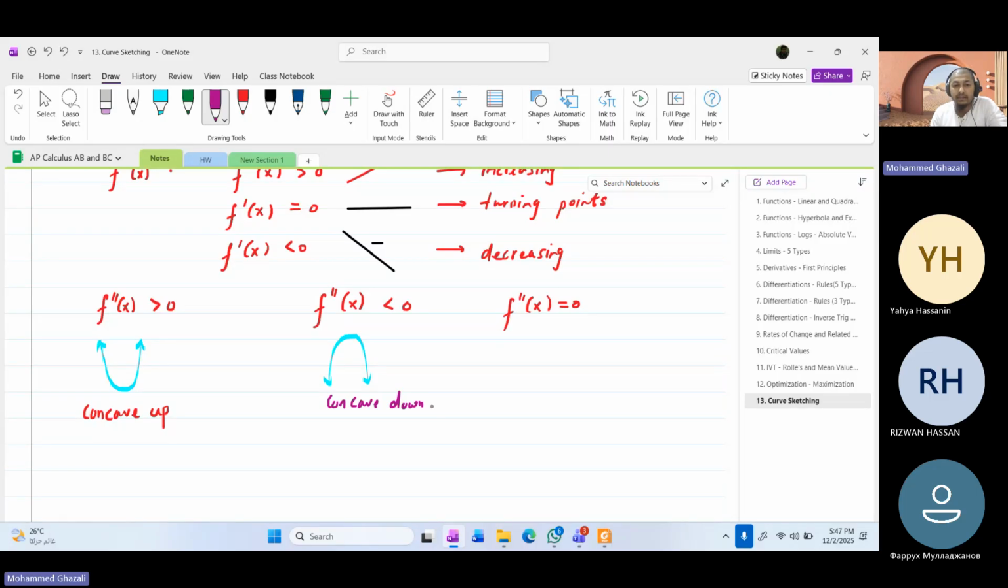So what is concave down? When the double derivative is less than 0. You can have an increase and a decrease in concave down. Then f double prime x equal to 0 is what we call an inflection point. What is an inflection point? It's where the concavity changes, going from concave up to concave down. So f double prime x equal to 0 gives you the x value where the inflection point is.